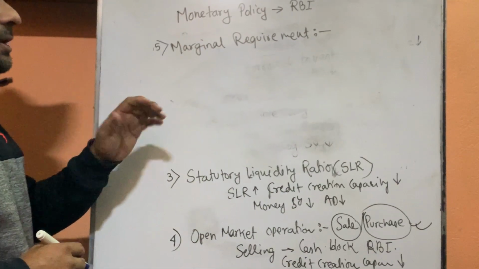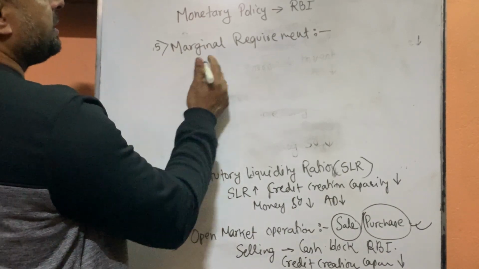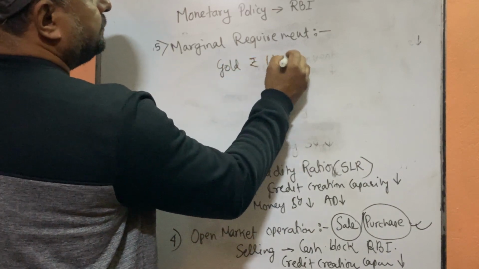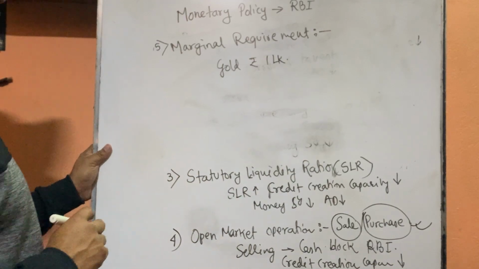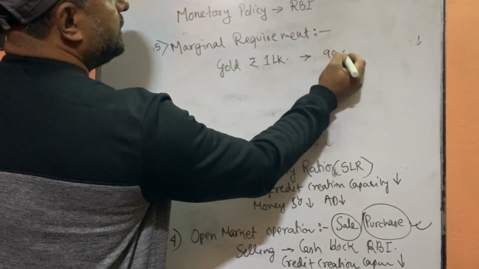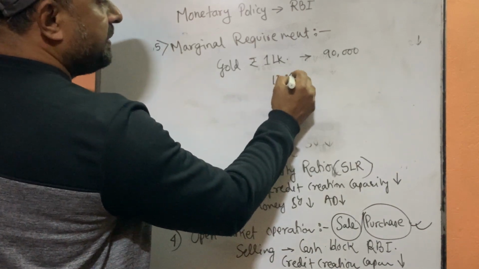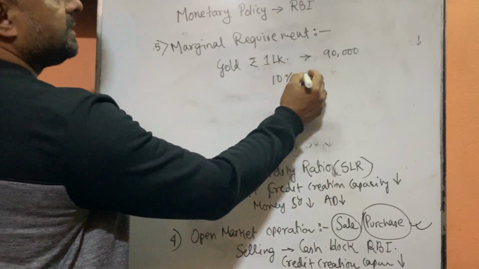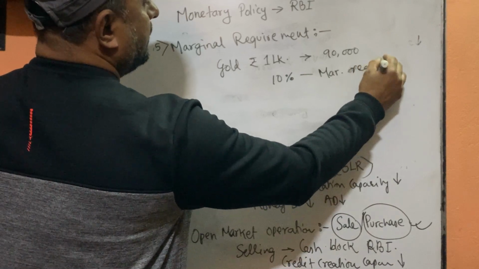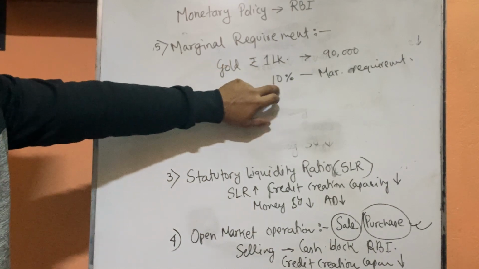Whatever deposit we keep in the bank, the bank gives something less in amount. Suppose I deposit gold worth rupees 1 lakh in the bank, but the bank will not give me a loan of 1 lakh rupees. The bank will give me a loan of, suppose, 90,000 rupees. That means 10% less money I am getting from the bank. This 10% is called marginal requirement. The less money I do not get from the bank against my security is the marginal requirement.